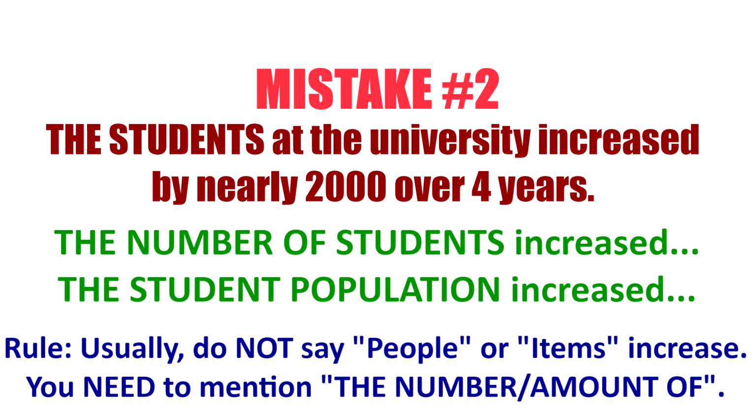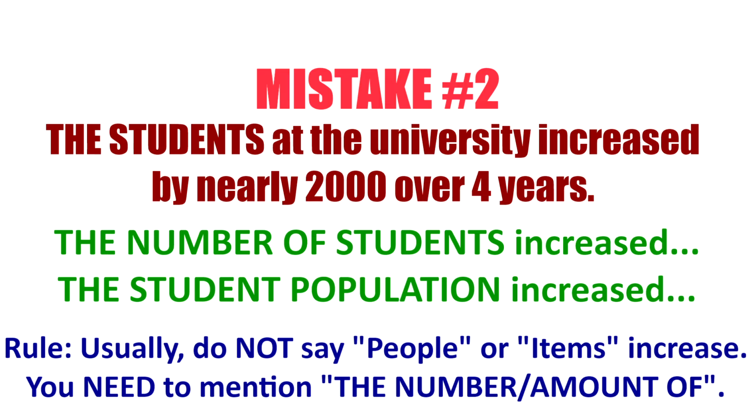Let's look at this sentence. The students at the university increased by nearly 2,000 over 4 years. What is strange about this? Well, the students didn't increase, the number of students increased. You could also say the student population increased, but saying the students increased sounds strange.